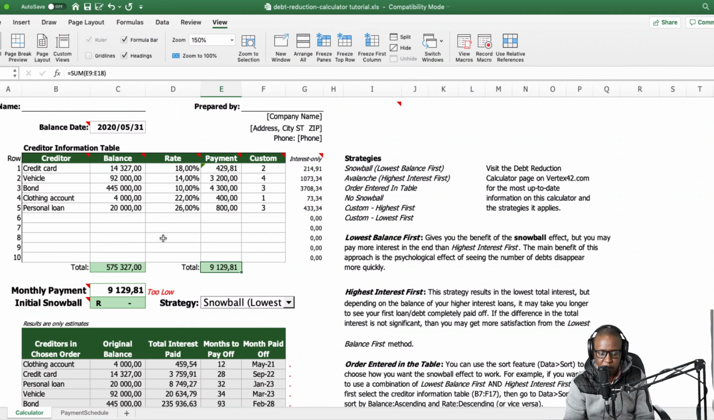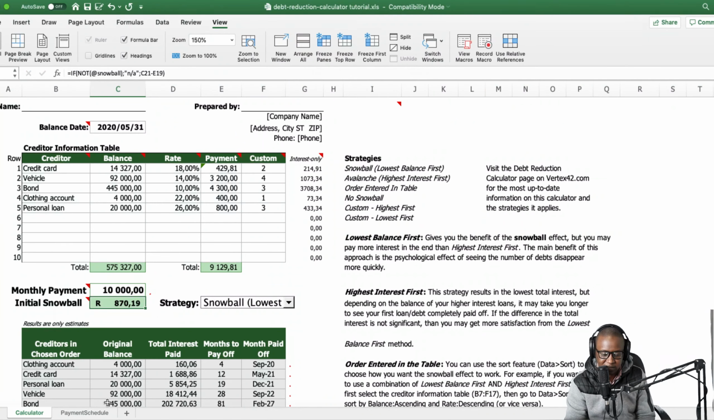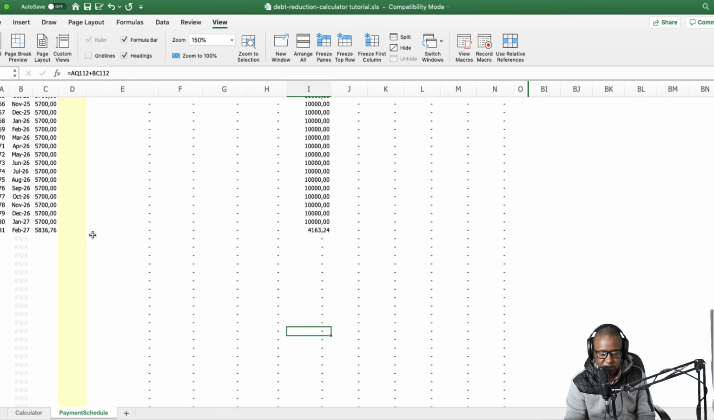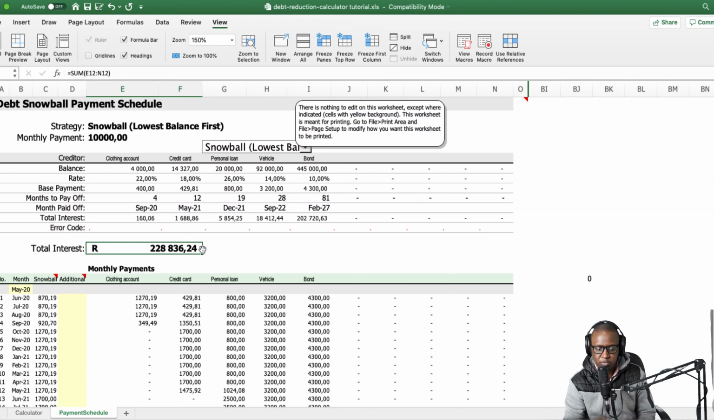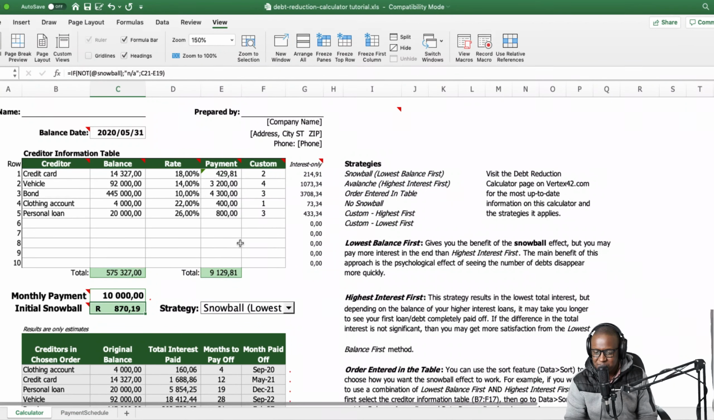But watch what happens. Let's say instead of paying 9,200 or 9,100, you decide to pay a total of 10,000 using the snowball method. So you are paying 870 extra. That also will reduce it. You see, it reduced your bond to 100 months, and also saved you interest. You saved over 40,000 in interest because you've added an extra 800 towards your snowball method. I hope you all understand that method.